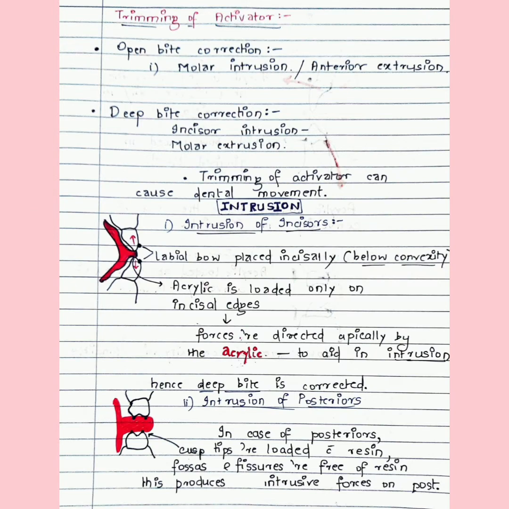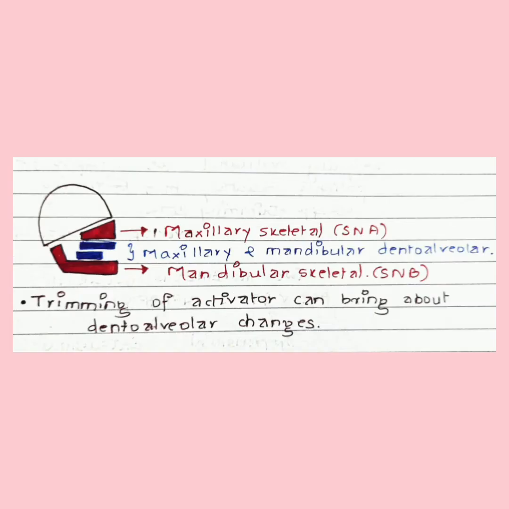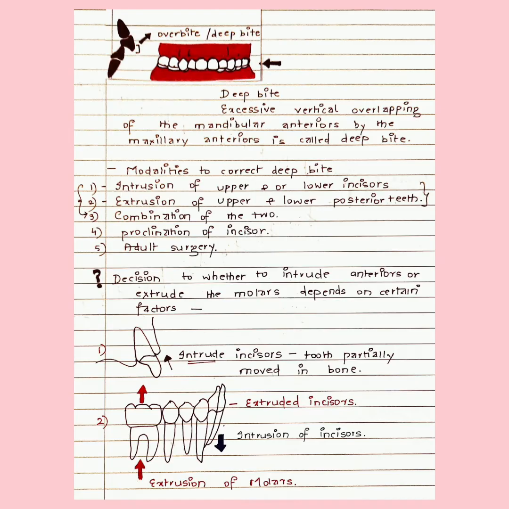Similarly, we can correct protrusion of incisors, we can move teeth in the sagittal plane, we can correct intrusion or extrusion of incisors or molars. So we can bring about dentoalveolar changes with the help of this. Thus, we can also correct dentoalveolar open bite and deep bite cases. Deep bite is when there's excessive overlapping of the mandibular anteriors by the maxillary anteriors. That means the incisors here are in supraocclusion, that is, they are supra-erupted.